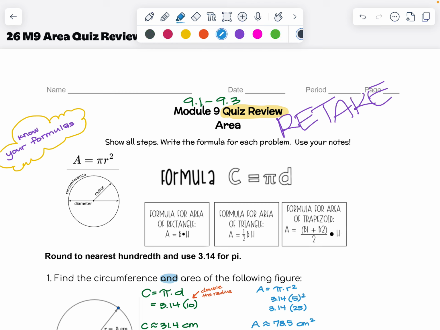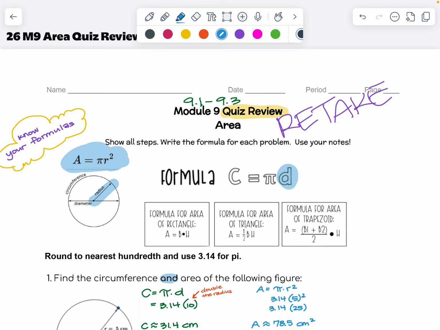So let's take a look at the formulas. We've got to memorize those. Area of a circle is pi times radius times itself. That's what squared means. The radius is only half of the diameter. Do not use the whole thing across the whole circle. That's not what we want. That's only for circumference over here.